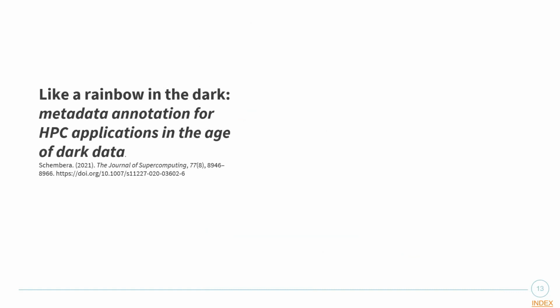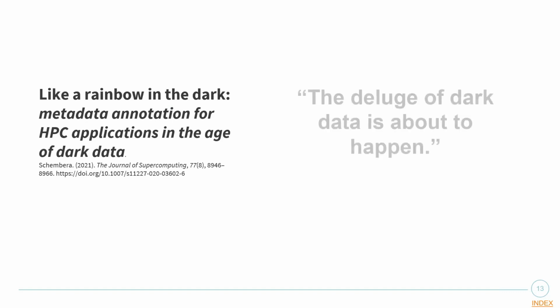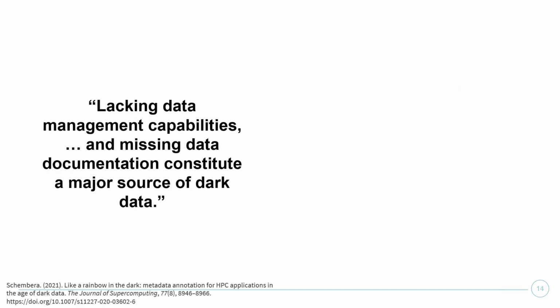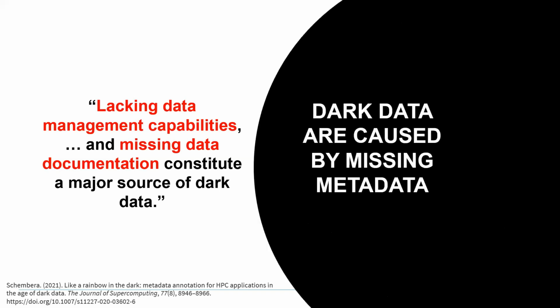A metadata-focused article in the Journal of Supercomputing speaks to the metadata gap in HPC in rather dramatic fashion, stating the deluge of dark data is about to happen. It goes on to say that lacking data management capabilities and missing data documentation constitute a major source of dark data, and dark data are caused by missing metadata.